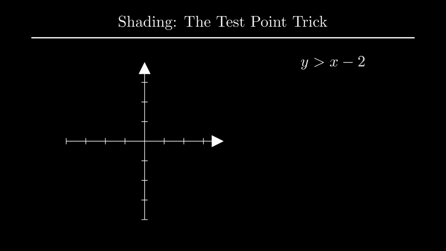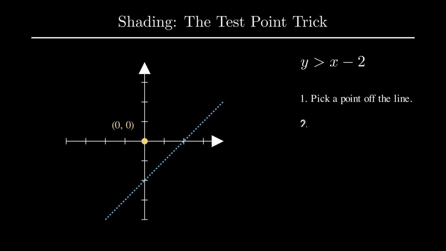Now, once you've drawn your line, how do you know which side of it to shade? The easiest way is using the test point trick. Let's look at the inequality y is greater than x minus 2, which gives us this blue dashed line. The rule is simple. Pick any coordinate that is clearly off the line, plug it into your inequality, and see if the math holds up.